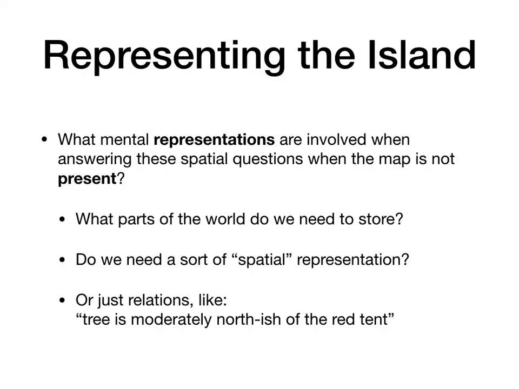So, representing the island. What mental representations are we actually using to answer these spatial questions when the map is not physically presented to our eyes, when the stimulus is not present? So what parts of the world do we actually need to store? I'm going to guess that you got some of those questions right and some of them wrong. It's not a very important map to you, so you wouldn't have encoded it deeply. But how did you get them right, and how did you get them wrong? What was missing? What's going on when you are consulting this internal representation?